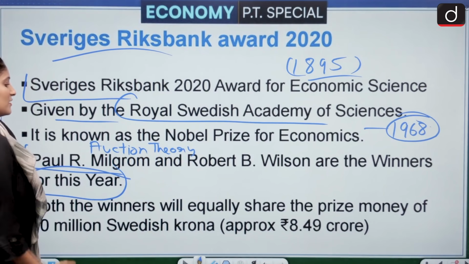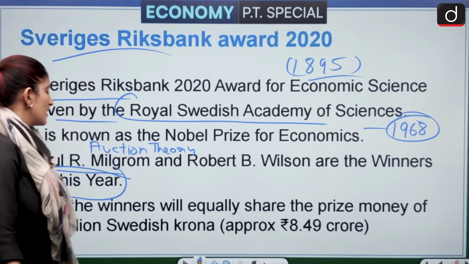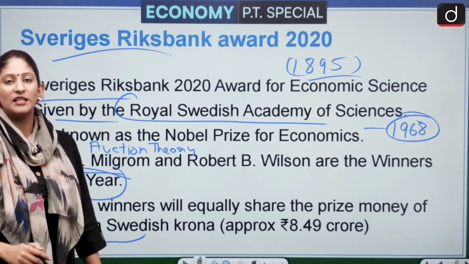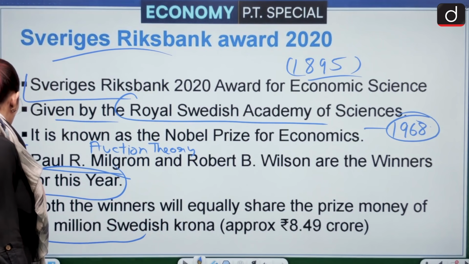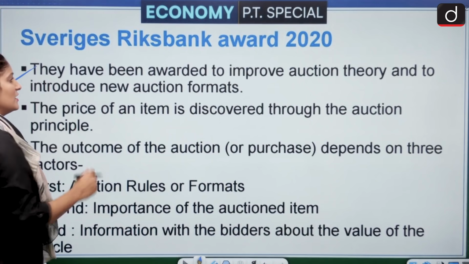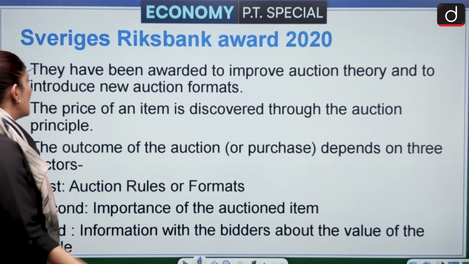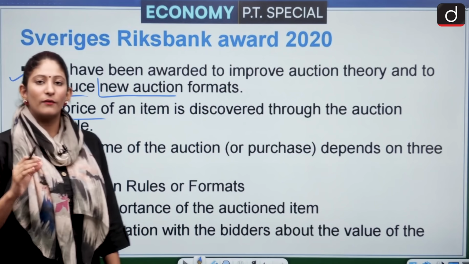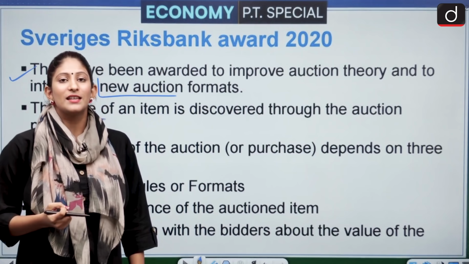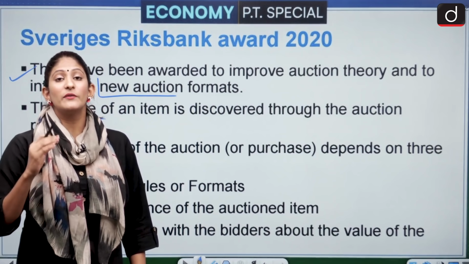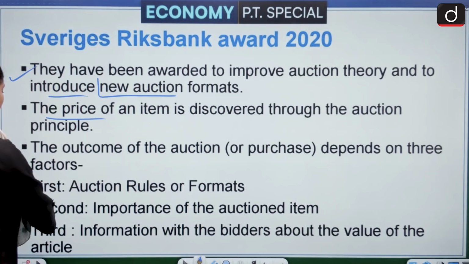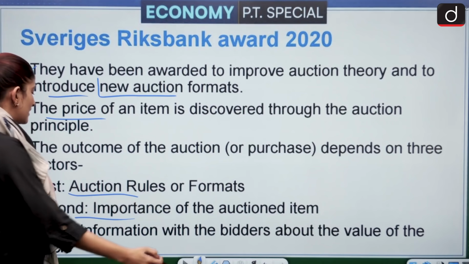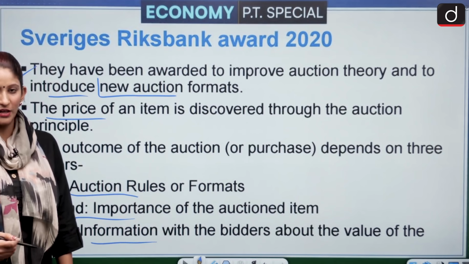Now, both the winners will equally share the prize of 10 million Swedish kronor, which is approximately 8.49 crore rupees. Moving on, they have been awarded for improving the auction theory and introducing new auction formats. The price of the auction is actually considered when we work on three segments. First is the auction rules, second is the importance of the auctioned item, and third is the information with bidders about the value of the auctioned item.